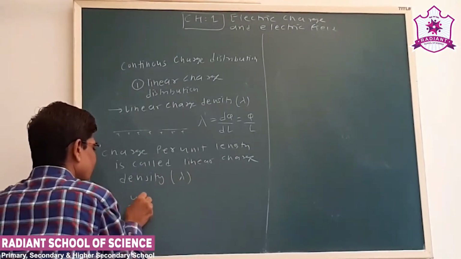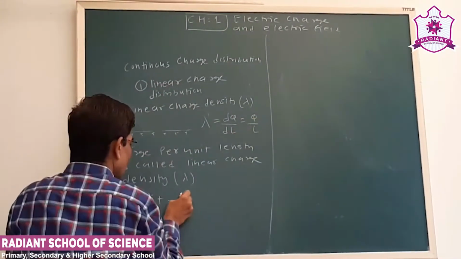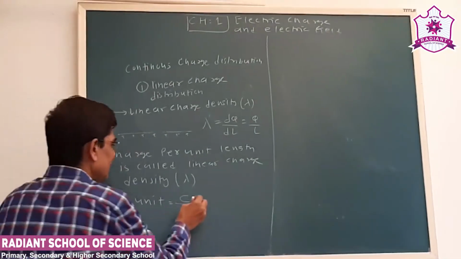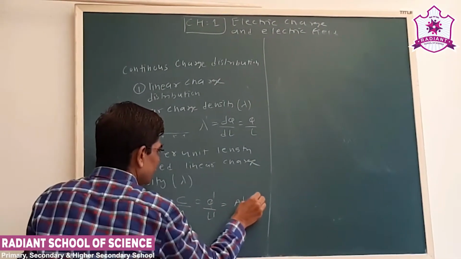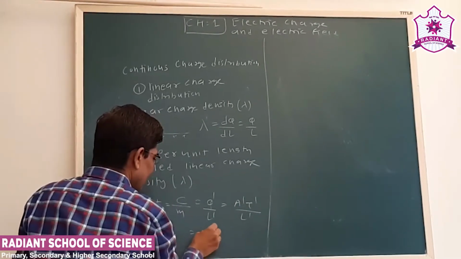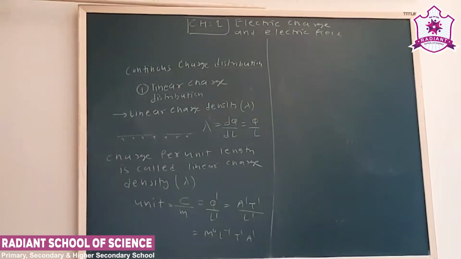Now what about the unit of lambda? It is dq by dl or q by l. The charge is in coulomb and length is in meter. The dimension will be Q1 upon L1, that is A1 T1 upon L1. So we can write M0 L minus 1 T1 A1. Okay, this is about the linear charge distribution.